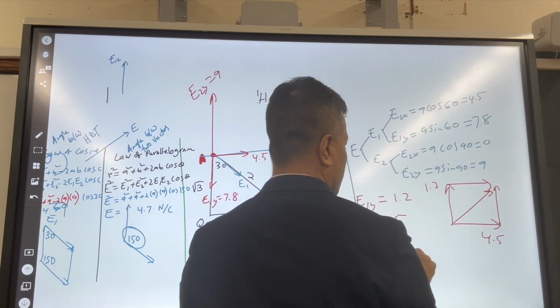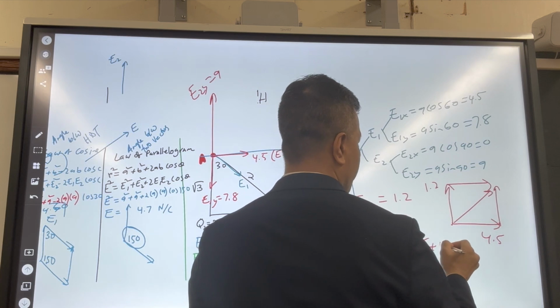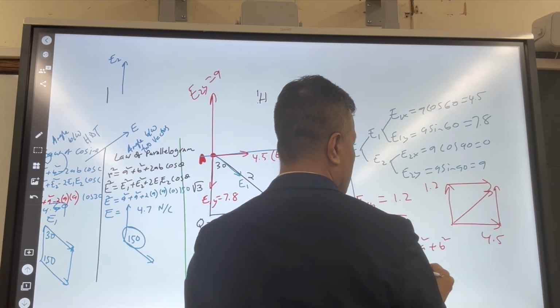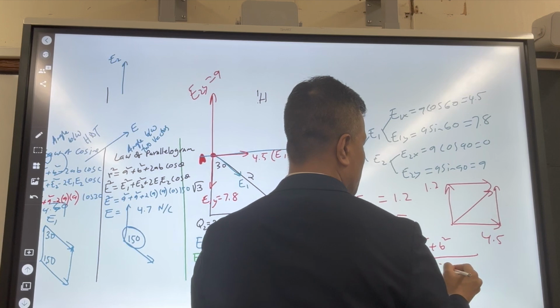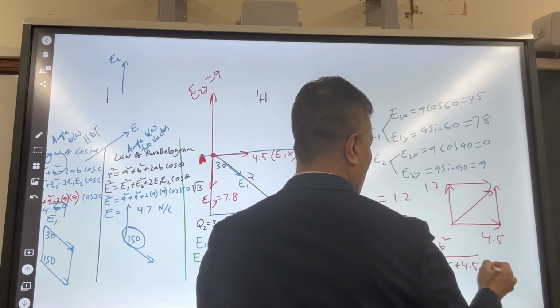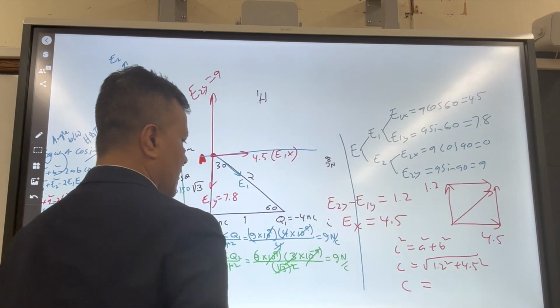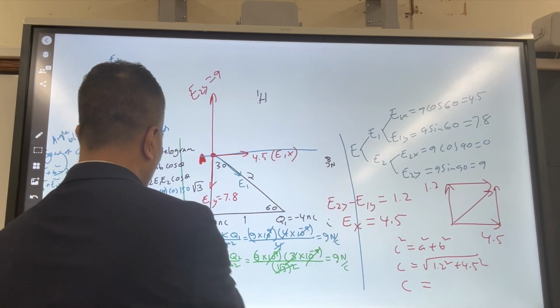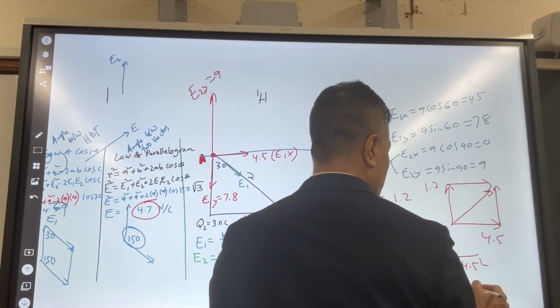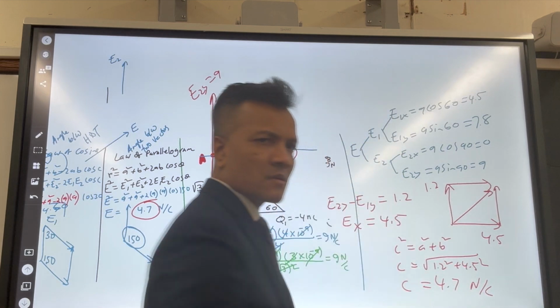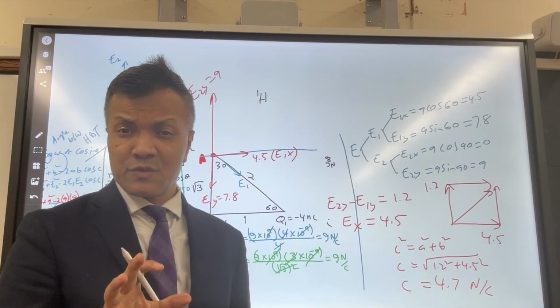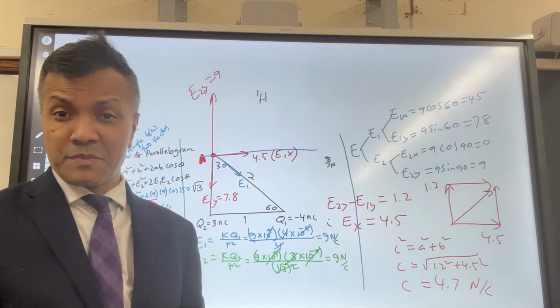You get c squared is equal to a squared plus b squared. So c is equal to the square root of 1.2 squared plus 4.5 squared. And without using a calculator, I'm just going to copy and paste 4.7 because it should be 4.7. Okay, so this is pretty much it.